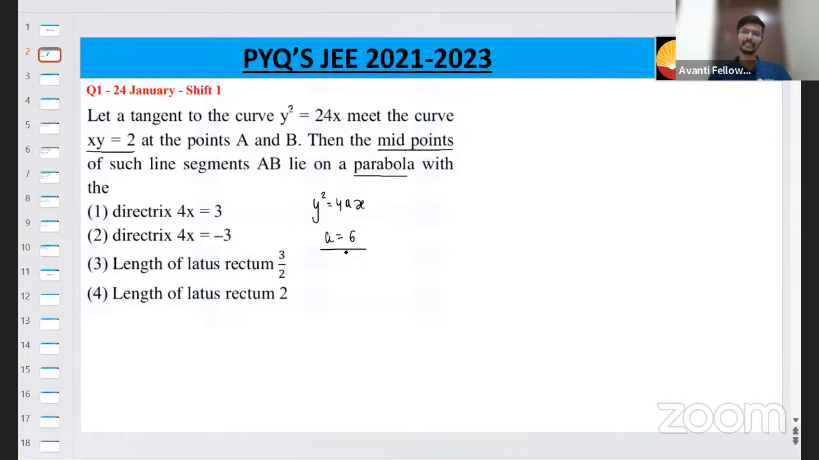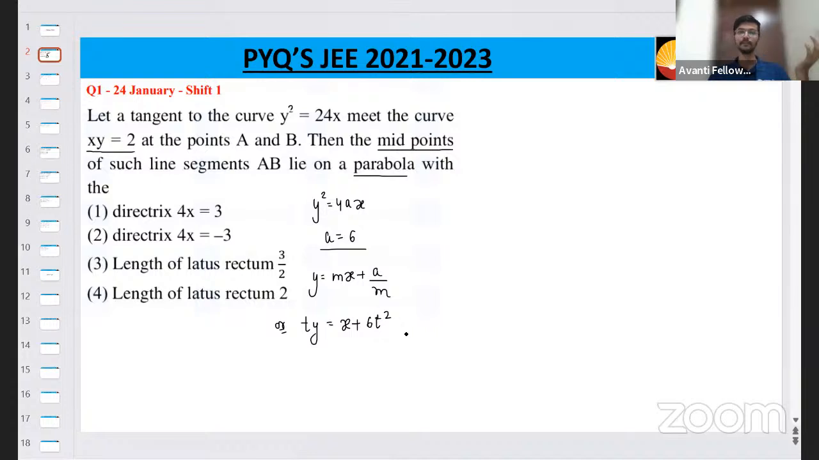Now, a tangent is drawn to this curve. So we can get the equation of the tangent. What is the equation of tangent to the parabola? y equals mx plus a by m. Am I correct? You can assume this in the slope form or you can assume it in the parametric form, which is ty equals x plus at square. So ty is equal to x plus 6t square.